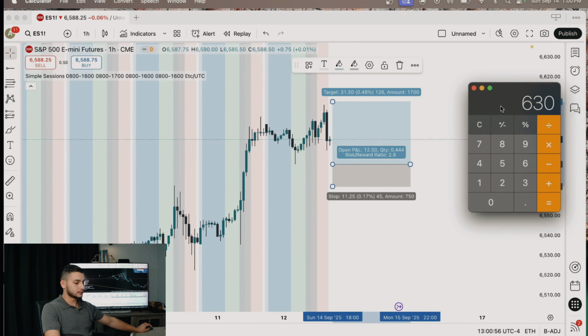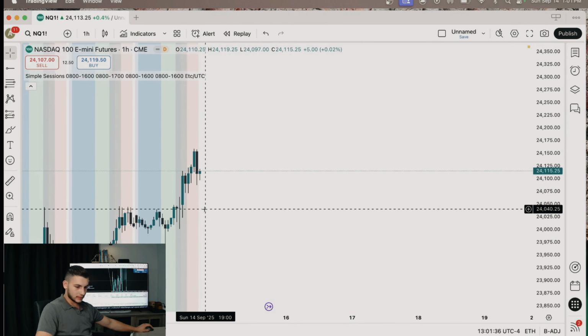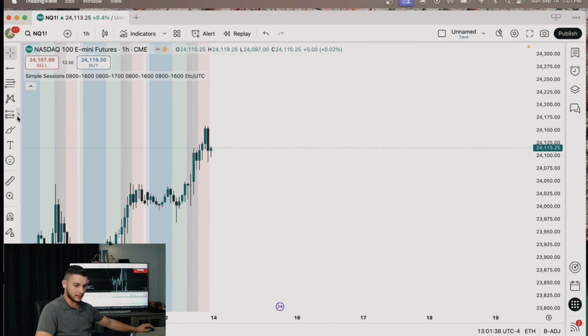And then this number, we have to divide. We have $1,000 to risk. We have to divide by 630, and it becomes 1.58, the actual lot size. That means if the trade goes wrong, you are risking $1,000 and you are losing $1,000. This is the Nasdaq mini futures.